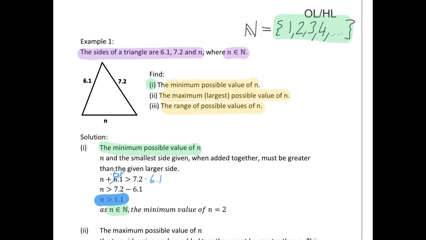So the minimum value of n then is the next biggest natural number. So the first natural number we had after 1.1 is the number 2. So the minimum value of n is n equal to 2.